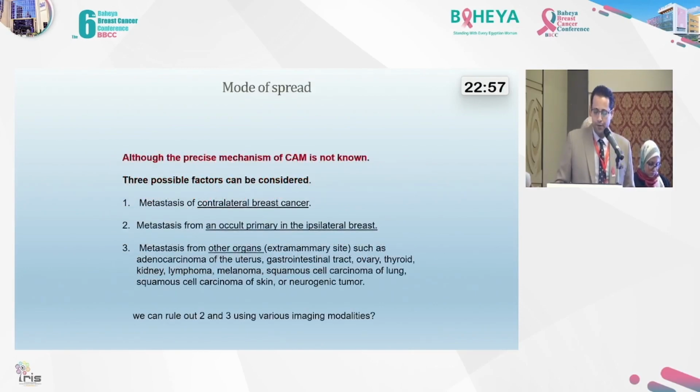Regarding the mode of spread, although the precise mechanism of contralateral axillary metastasis is not known, there are many theories. It may be a metastasis from a contralateral breast cancer, or a metastasis from an occult primary in the ipsilateral breast, or a metastasis from another organ, an extramammary site. And we can rule out the second and third causes with the help of imaging modalities.